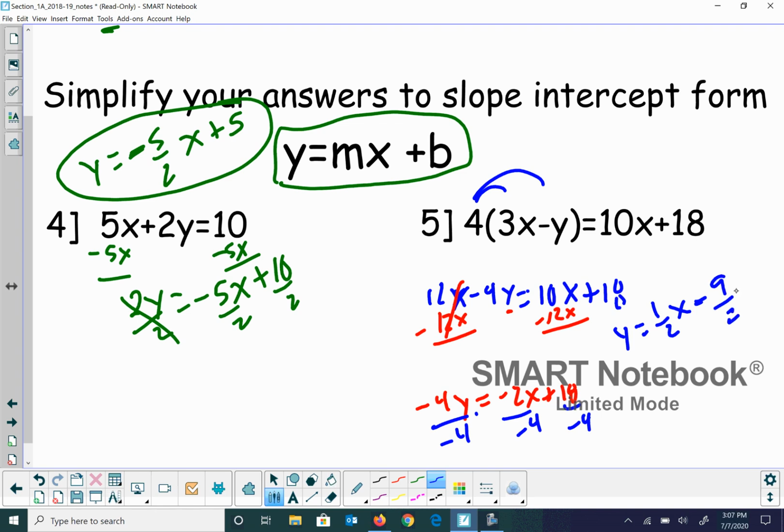And notice I left it as an improper fraction. I didn't convert it to a mixed number, or put it as a decimal. So improper fractions are totally okay. Remember, improper fraction means the number on top is larger than the bottom.